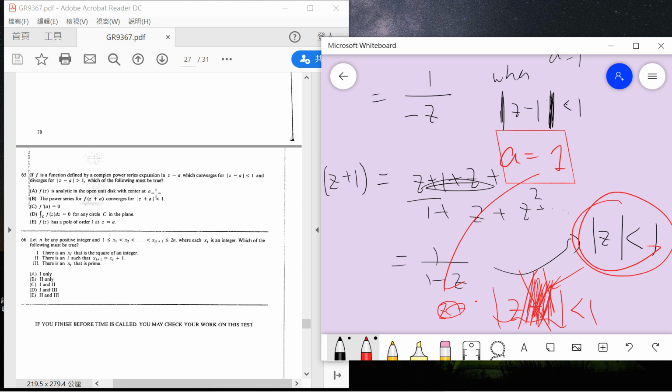The answer is A. Usually complex analysis is difficult in the GRE subject test, unless he asks about some integration that you can directly perform.